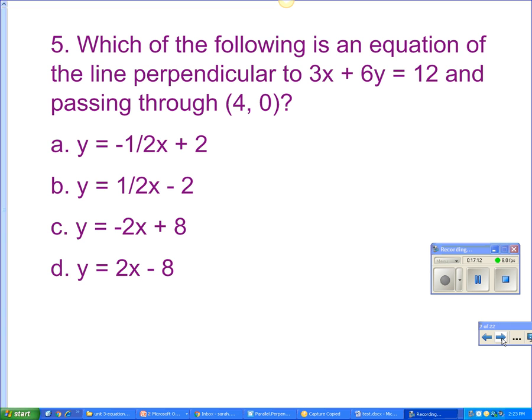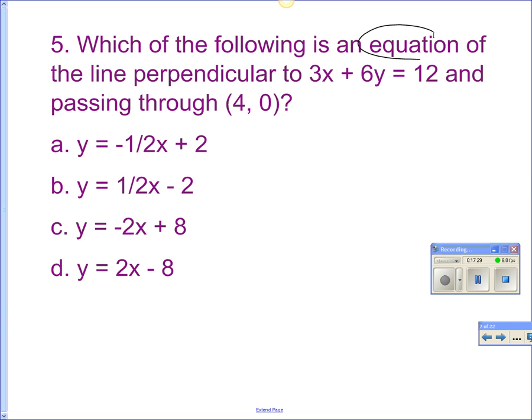All right, number 5. Which is the equation of a line perpendicular to 3x plus 6y equals 12 and passing through 4, 0? Jacob King, what's something I should circle? Circle the equation of a line. Daniel, what do I do for equation of a line? You put y equals x plus 2. Very good. Bishop, what's something else I should circle?